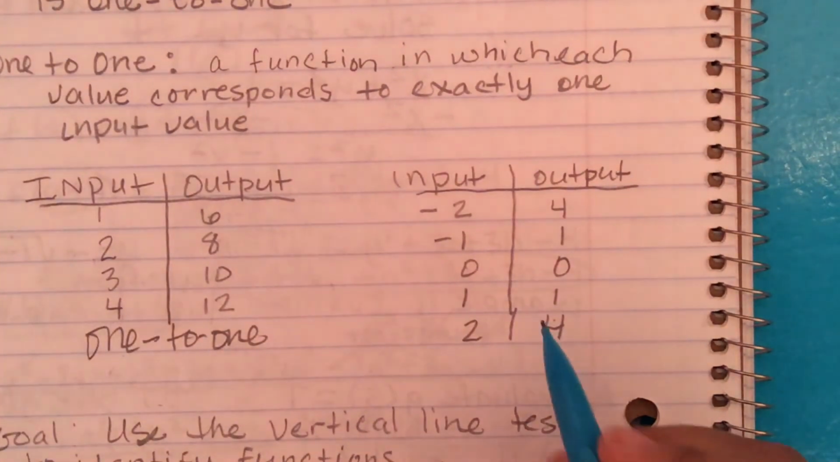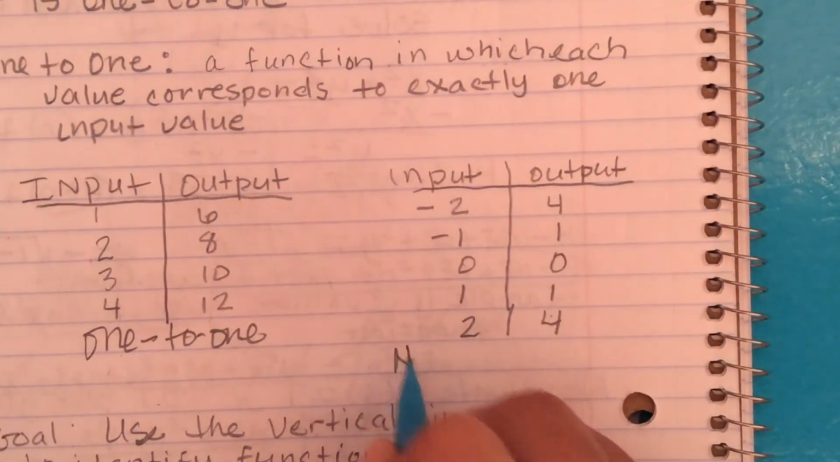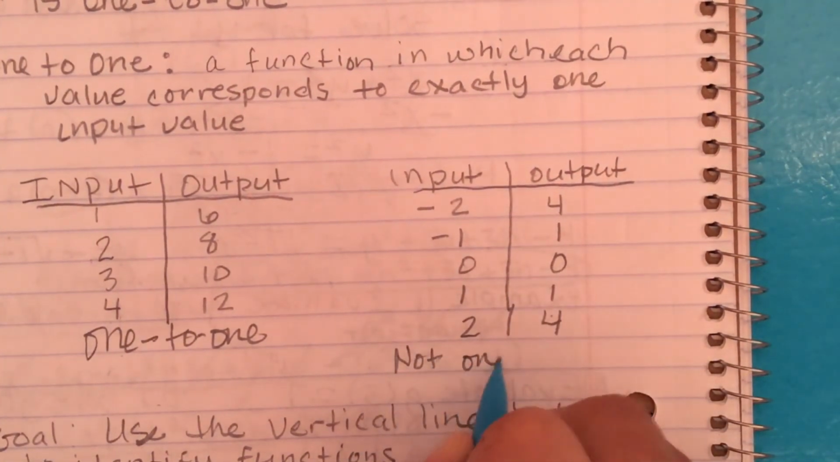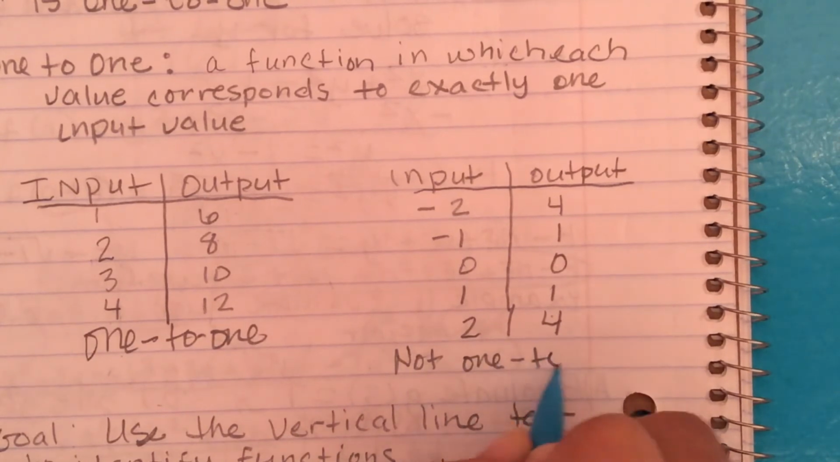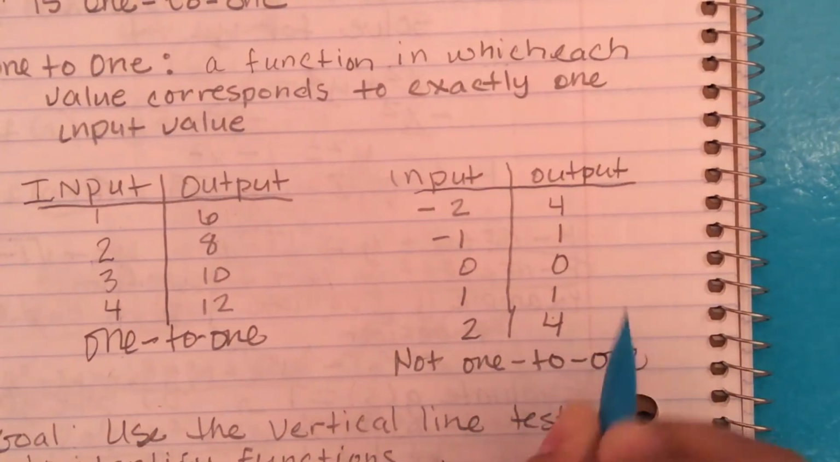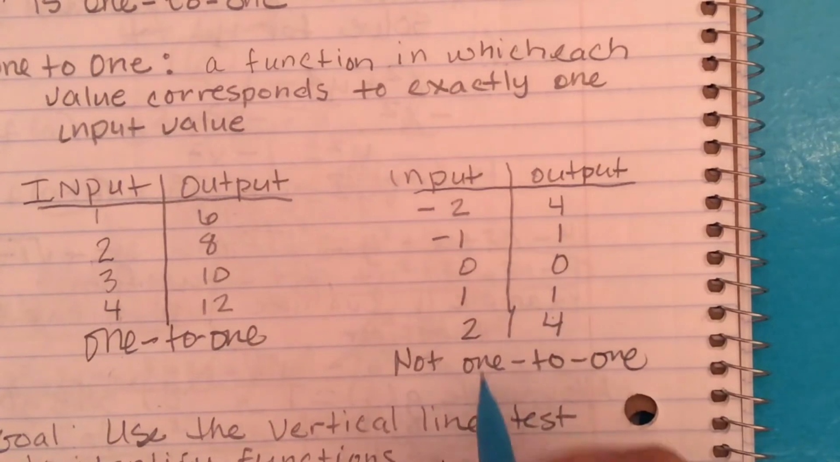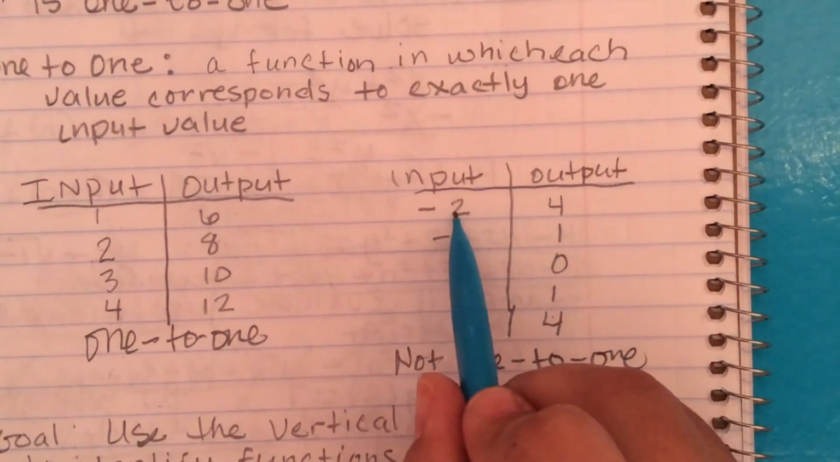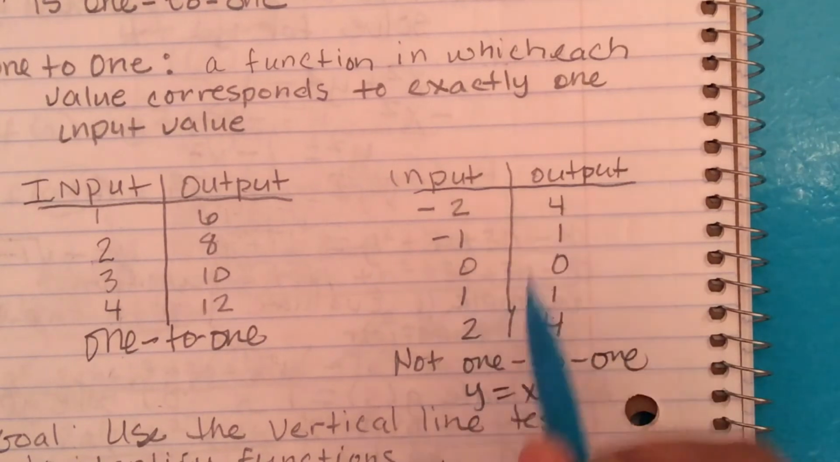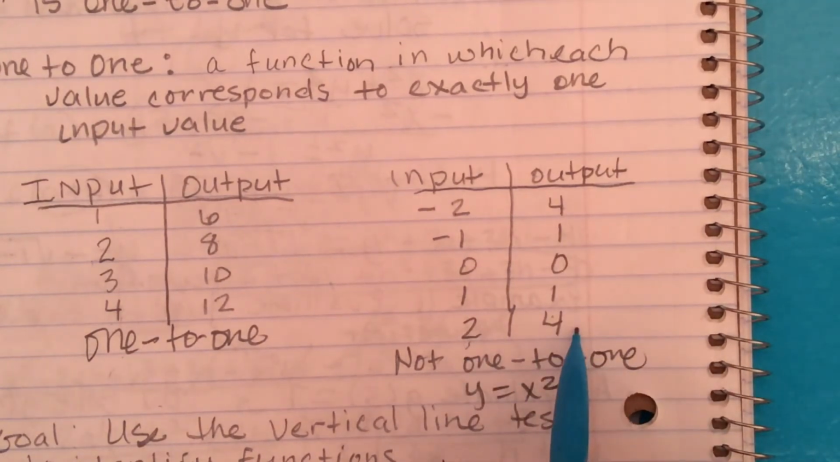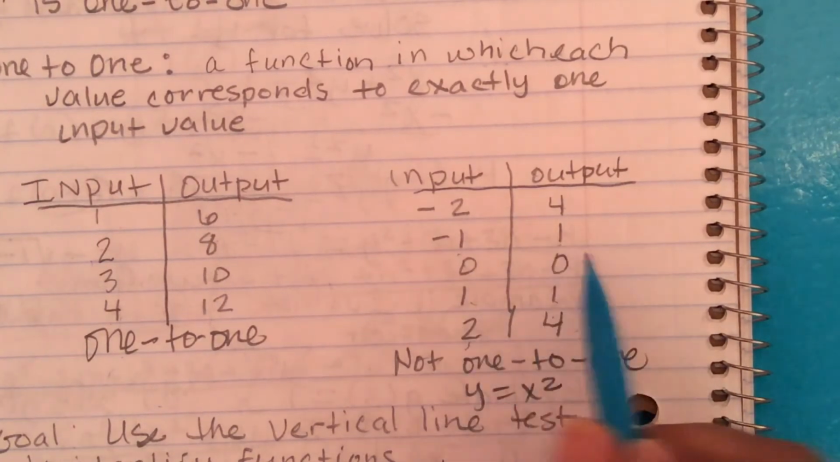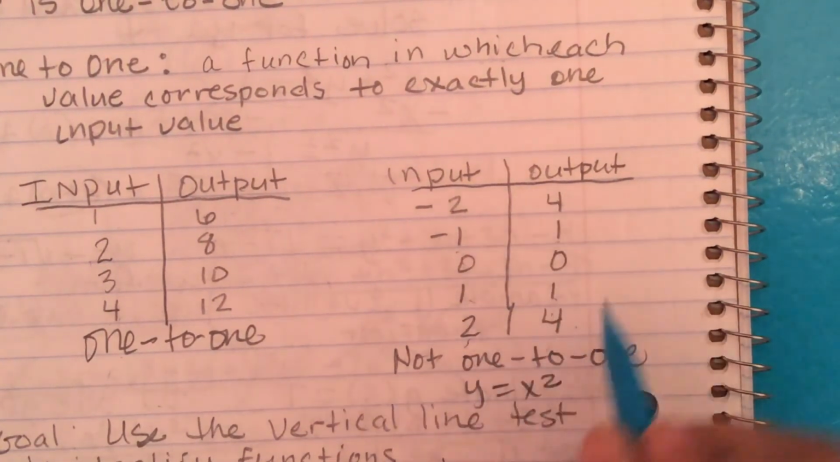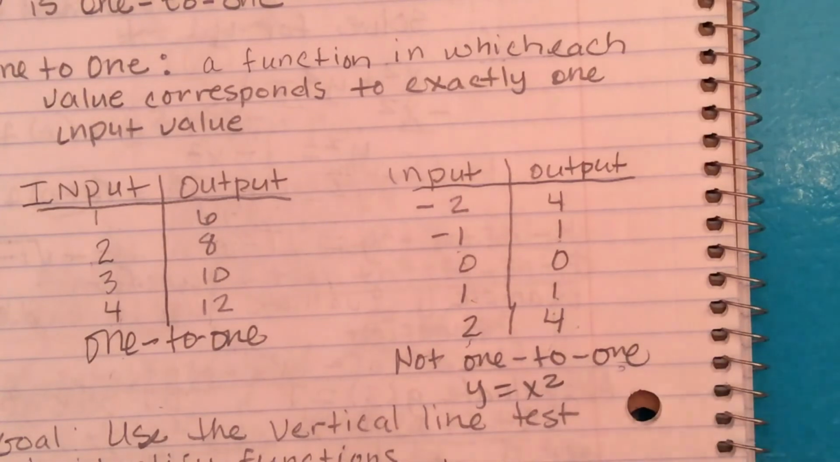This one over here is not 1-to-1. It's a function, but it's not 1-to-1. This is y is equal to x squared. So if I plug in a -2, I get 4. But then if I plug in a +2, I get 4 as well. If I plug in 1, I get 1. -1, I get +1. So these repeat. So then that's not 1-to-1.